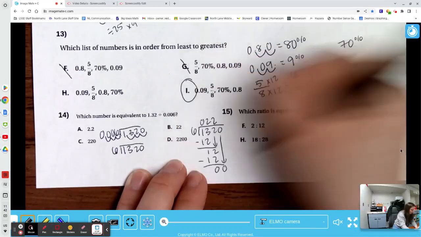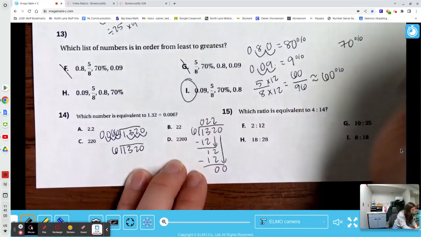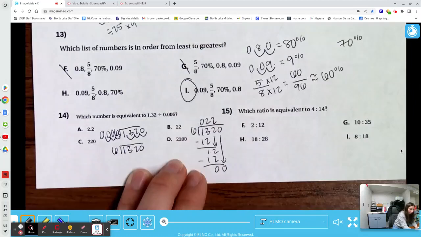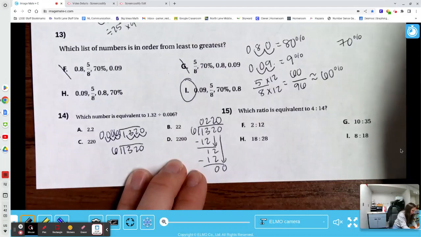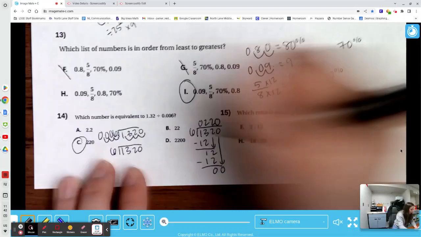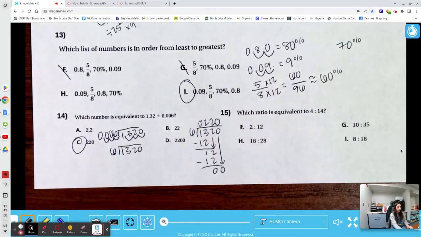Now next I would bring down a 0 and I'm done, but I do have the empty spot up top, so don't forget to put a 0 there because it should be 220, not 22. If there's that empty spot up top, we do need to fill it in with a 0.